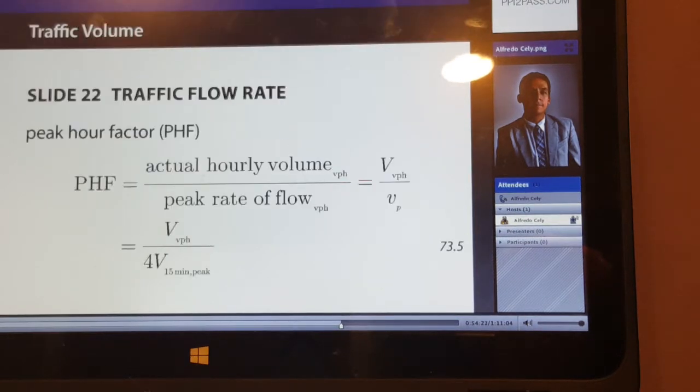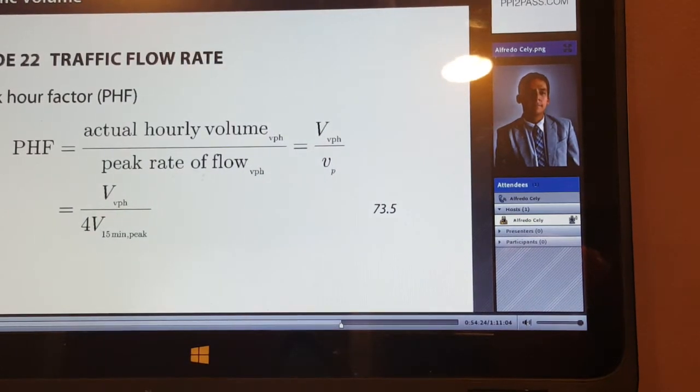Let me zoom in so you can see the subscript. They are all measured in vehicles per hour. So you may need to do some kind of conversion. If you have vehicles per lane, per hour, you just need to get it into vehicles per hour.